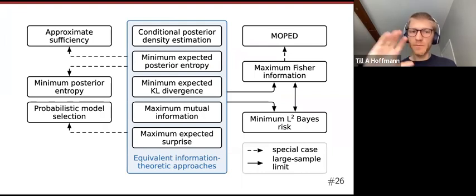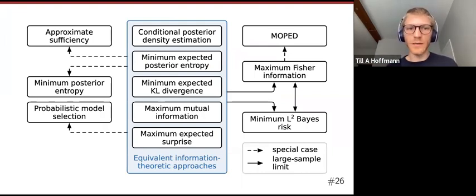So let's recap. In the center, we have all these information theoretic approaches that are exactly equivalent. On the right-hand side, we've got the limiting ideas where we have equivalence if the sample size is large. I didn't dig into MOPED here, which is a linear compression scheme for Fisher information. And on the left, we have the minimum posterior entropy, which just means we're not taking the expectation, and also probabilistic model selection, where we're limited to the special case of binary labels. And I've skipped over approximate sufficiency here as well, because it tends to only really work in low dimensions and has some surprising properties.